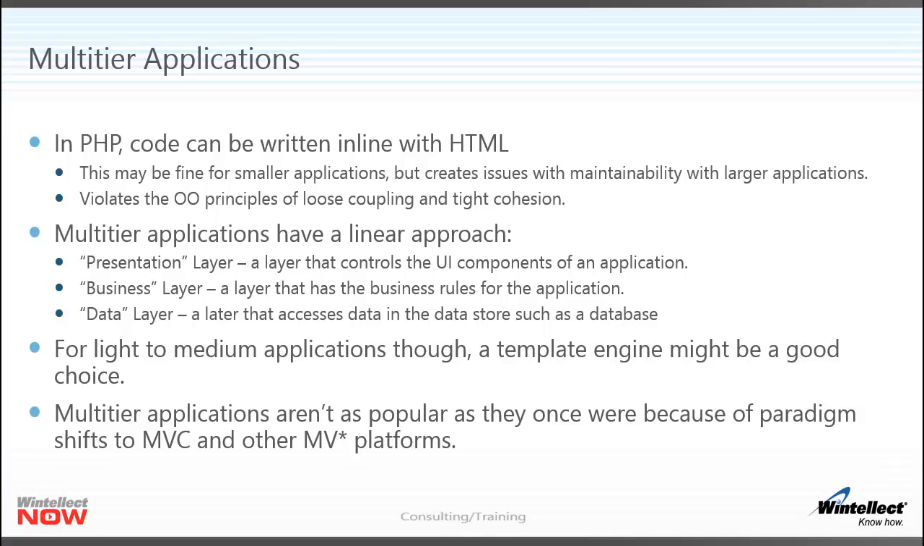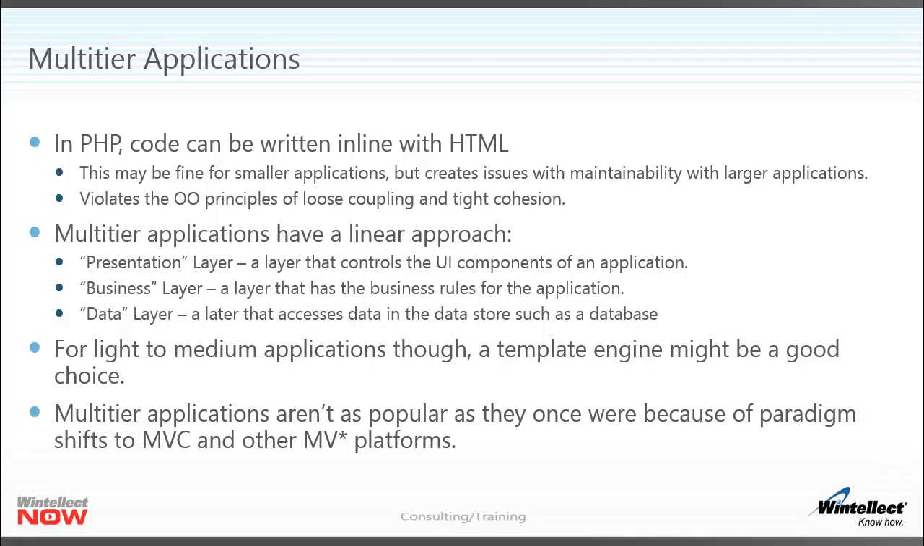And the reason we do it that way is so that we have nice segmentation between the layers, so that we have loose coupling between the layers, and every layer is tightly cohesive in and of itself. And for lightweight and medium-sized applications, this paradigm of multi-tiered applications might lend itself well. And a good way to do that is to use a template engine, and we'll unpack what a template engine is in just a minute.